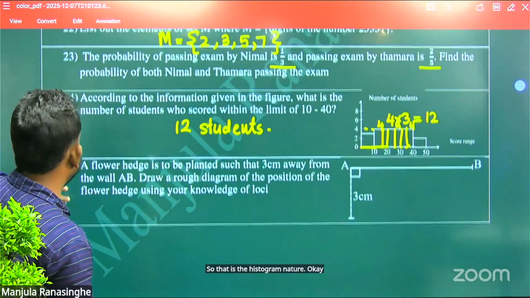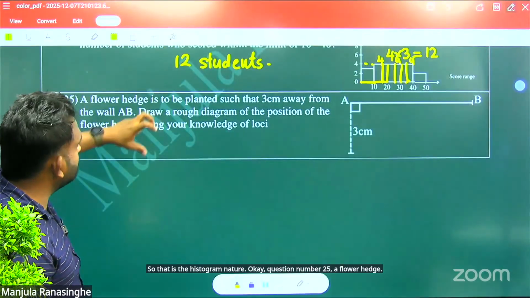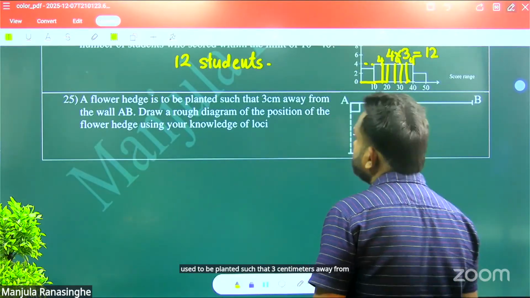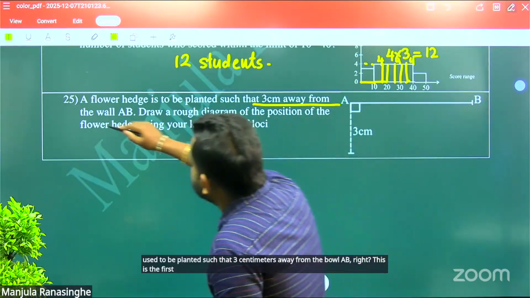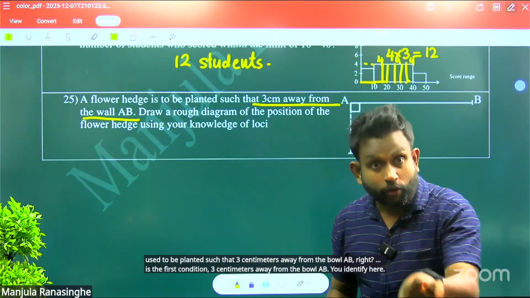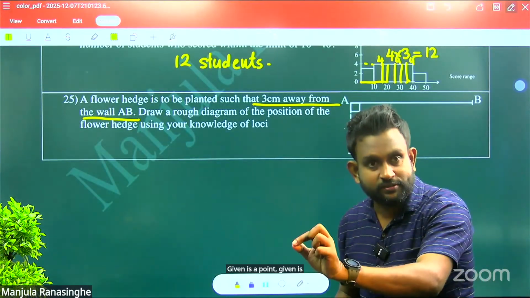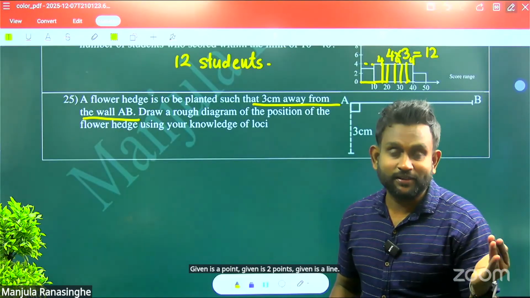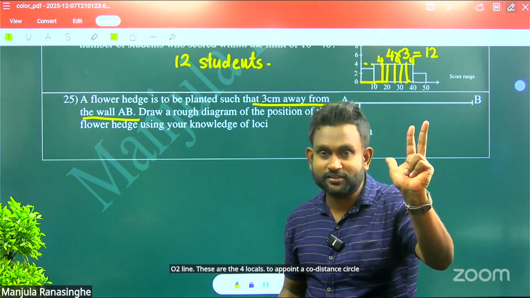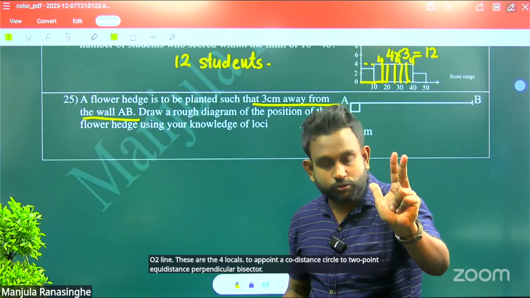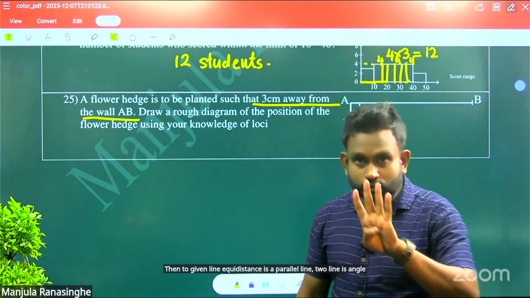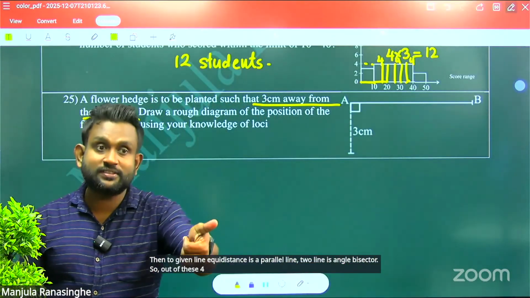Okay, question number 25. A flower hedge is to be planted such that it is 3 centimeters away from the wall AB. This is the first condition, 3 centimeters away from the wall AB. You identify here whether given is a point, 2 points, a line or 2 lines. These are the 4 locus. To a point equidistant, the locus is a circle. To 2 points equidistant, it is the perpendicular bisector. To a given line equidistant, it is a parallel line. To 2 lines, it is the angle bisector. So out of these 4 locus, they are to draw 1 locus.